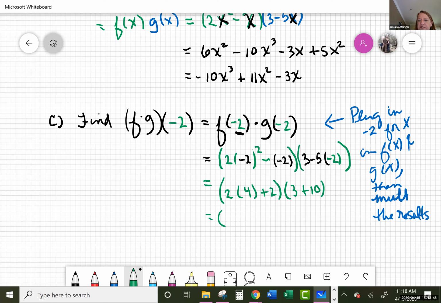So 2 times 4 is 8. 8 plus 2 is 10. So I get 10 in the first parentheses. 3 plus 10 is 13. And if I multiply that out, I get 130. That's one way that you guys can do it. Or you already did the work above.